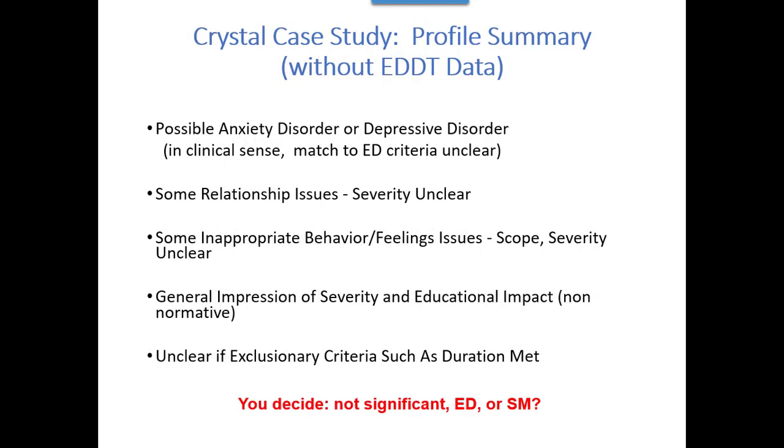So our clinical diagnostic questions are, do you think that she has an anxiety disorder? Maybe she's having some relationship issues. Maybe it looks like there's some severity with some educational impact. We really don't know if she's met the duration criteria, how long she's been doing it. And the severity seems unclear right now, what her relationship with others are. So we have some data on her.